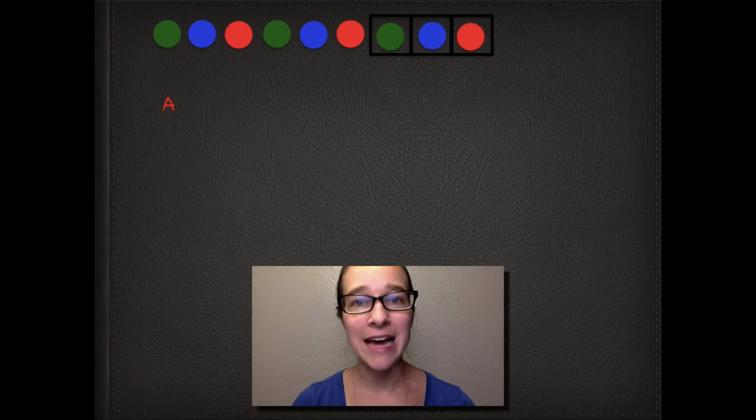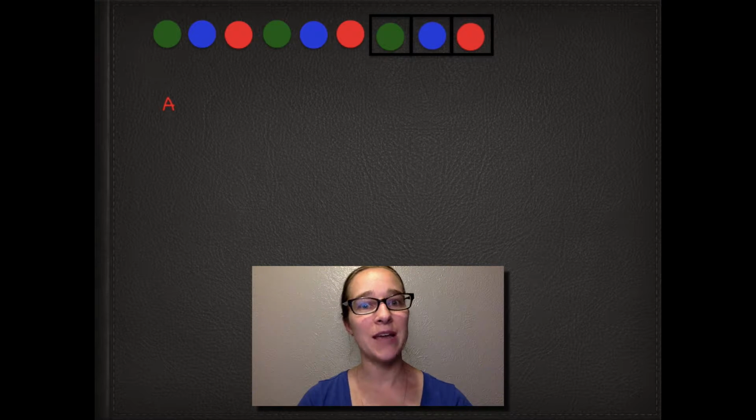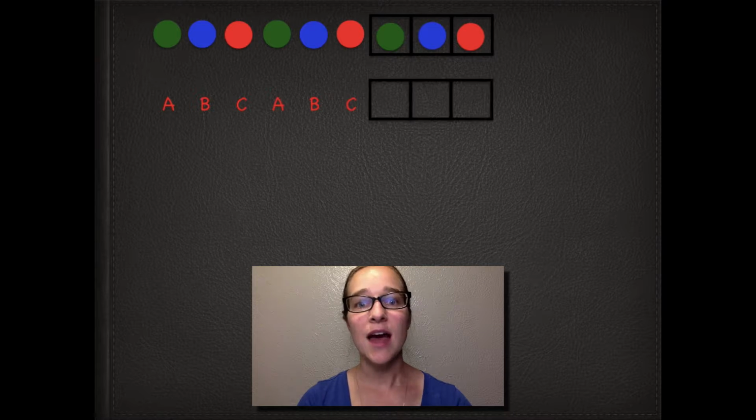Now we're going to look at a letter pattern, and this is called an ABC pattern, so I'm going to use the letters A, B, C to represent our pattern. So we're going to start with the letter A, and then B, and then C, and those are going to repeat. A, B, C, and what's going to come next? A, then B, and then finally C to complete our pattern.